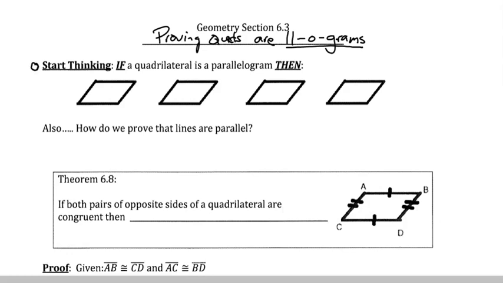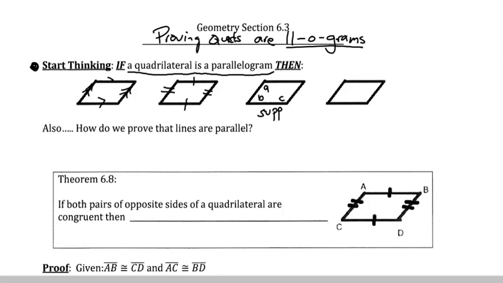In the start thinking part, we discuss what we learned in 6.2. In 6.2, we were working with some conditional statements. The conditional statements said if the quadrilateral is a parallelogram. So that was if you already knew it was a parallelogram, then we knew a few different things were true. Number one, both opposite sides would be parallel. Number two, both opposite sides would be congruent.